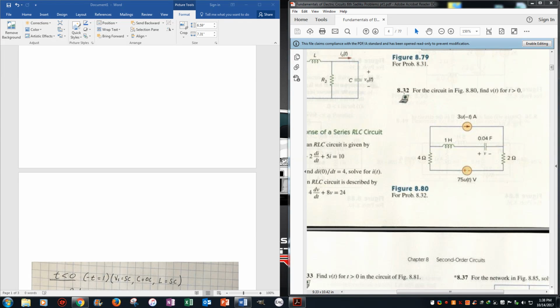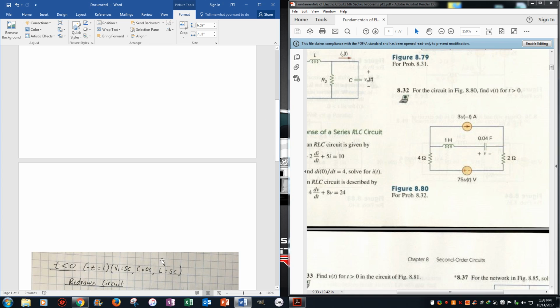We are working on problem 8.32, and for this we need to find v(t) for when t is greater than 0. Again, in the time domain with the step function, we have here a current source, a voltage source, a capacitor, an inductor, and 2 resistors. Now for the time domain, we're going to first do it for when t is less than 0.